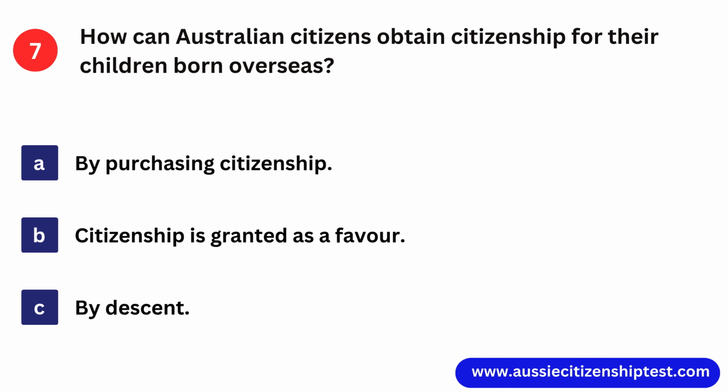How can Australian citizens obtain citizenship for their children born overseas? Option A. By purchasing citizenship. Option B. Citizenship is granted as a favour. Option C. By descent.